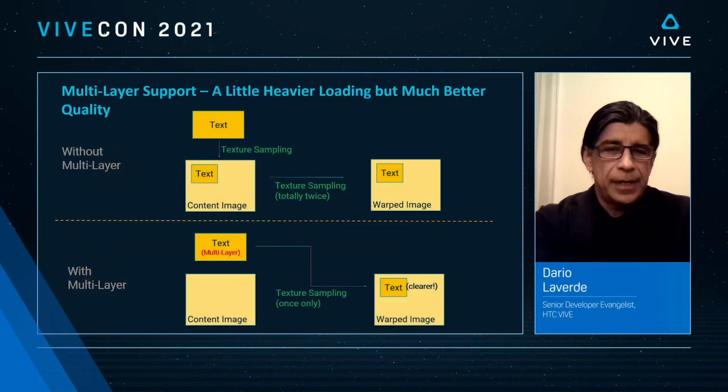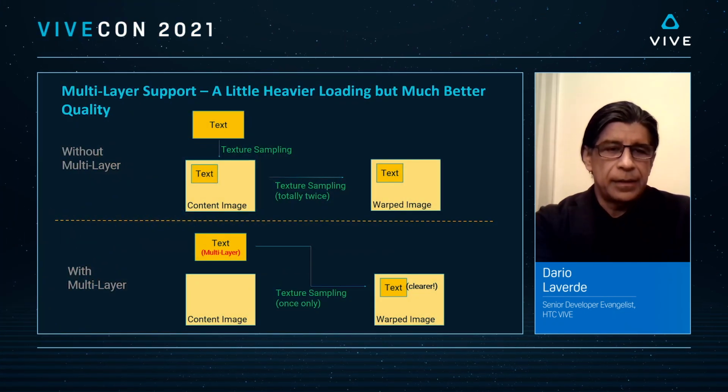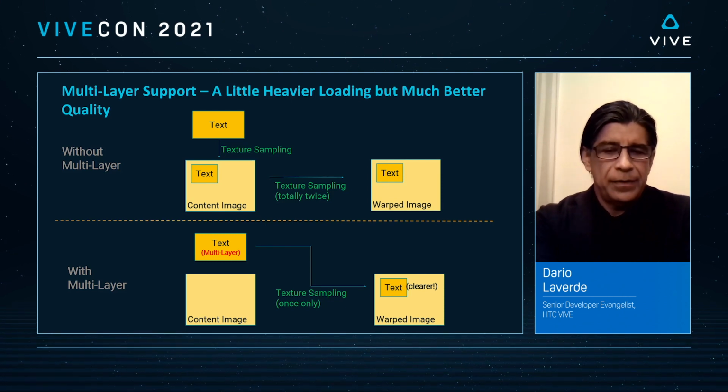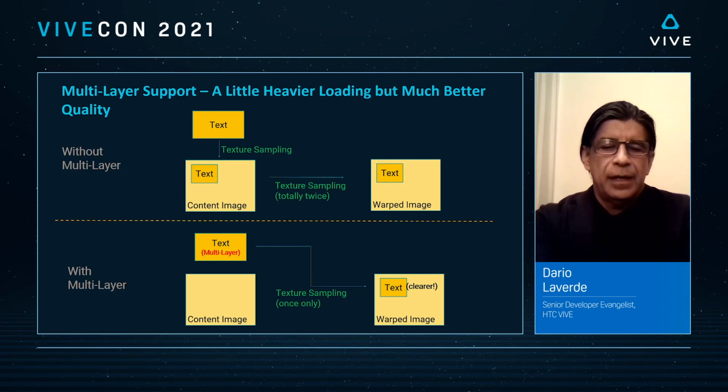This is required for displaying quad and cylinder underlays according to the layer parameters. And just for now, this is on Unity because the eye buffer rendering is a little trickier to expose in the editor with the Unreal Engine, but we hope to address that in the future. Here's a graph showing what it's like without the multi-layer and with the multi-layer. Just looking at the bottom here, you can see that the texture sampling is only occurring once. It's not done in the content image. It's done directly on the warped image from ATW.